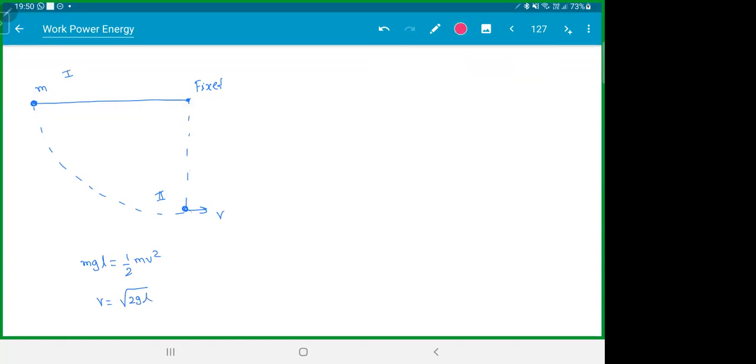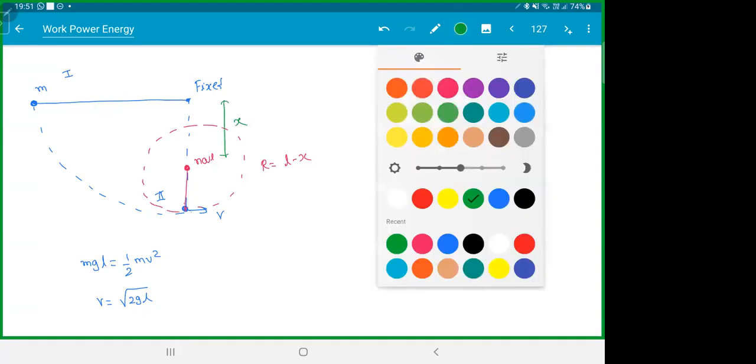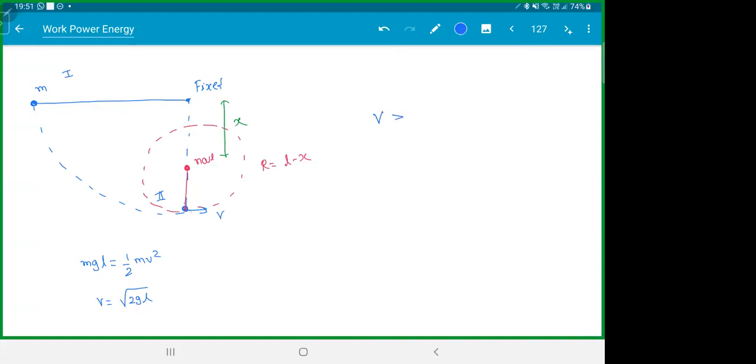So now you're saying you kept the nail somewhere here and you want this guy to go in a circle about the nail. For this circle, what is the radius? L minus x, agreed? Makes sense? The radius of this circle will be L minus x because this was x and that is L minus x. So remember the result, if the velocity is greater than or equal to root 5gr, you will go in a circle. What is the velocity? Root 2gl. So here you're changing the radius, so 5g times L minus x.